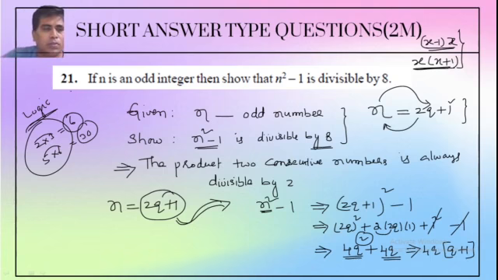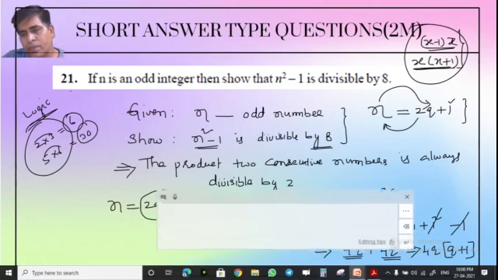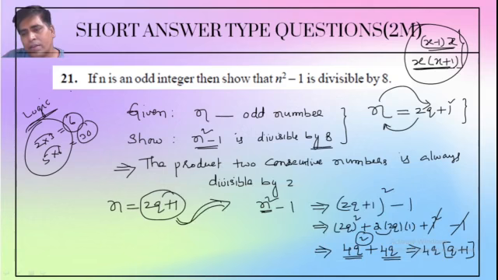Now, this is the logic we are applying. What is the logic? The product of two consecutive numbers is always divisible by 2. So where do we get two consecutive numbers? If q is an integer, what is q plus 1? If q is an integer, look at q and q plus 1: these are two consecutive numbers.